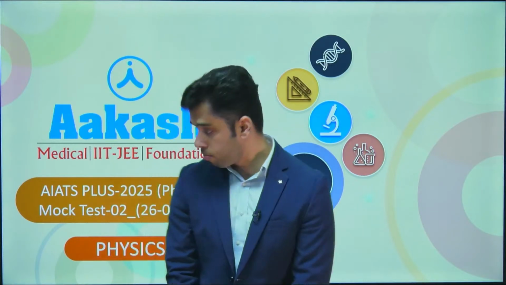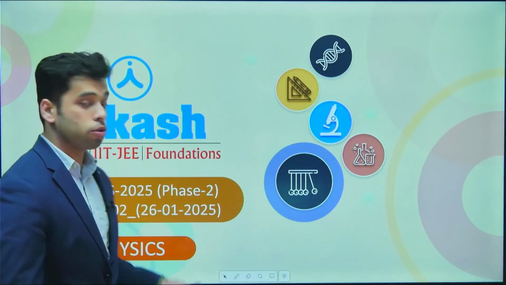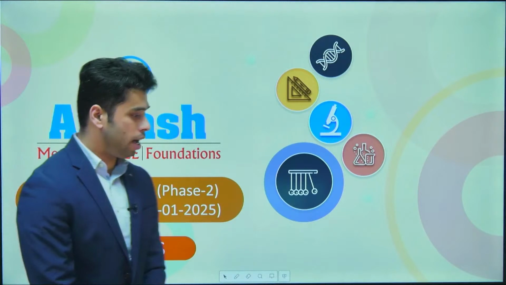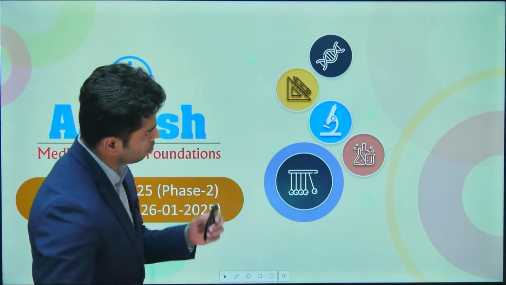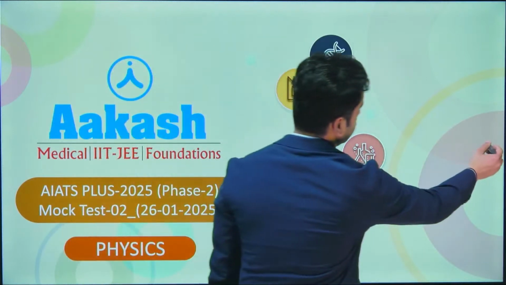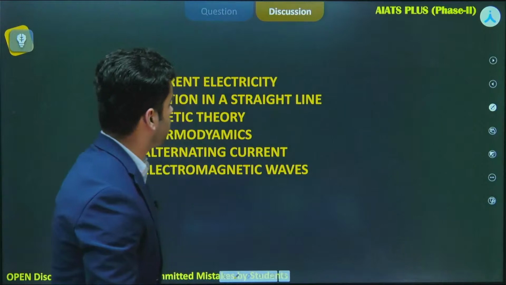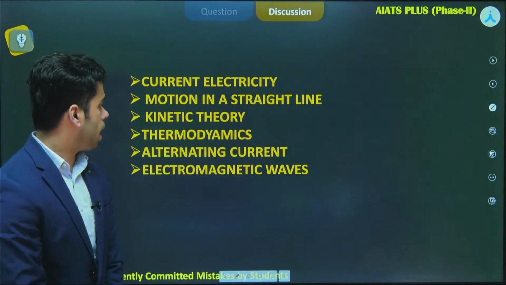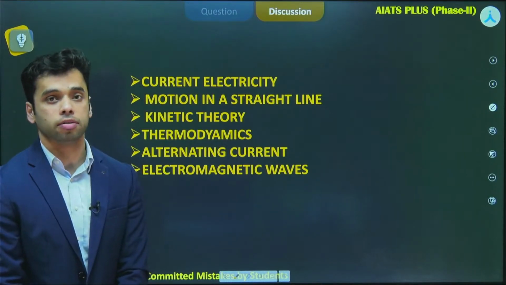In which we are going to discuss the problems that appeared in the paper AIATS plus phase 2 mock test 2 that was conducted on 26th of January 2025. I will be dealing with the problems that are based on the chapters current electricity, motion in a straight line, kinetic theory, thermodynamics, alternating current, and electromagnetic waves, right?